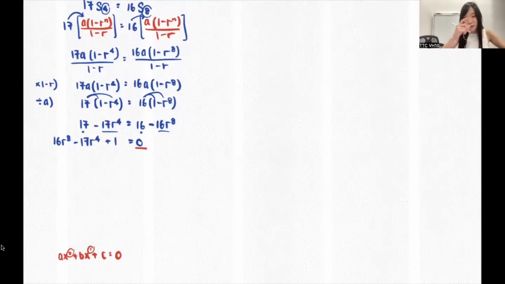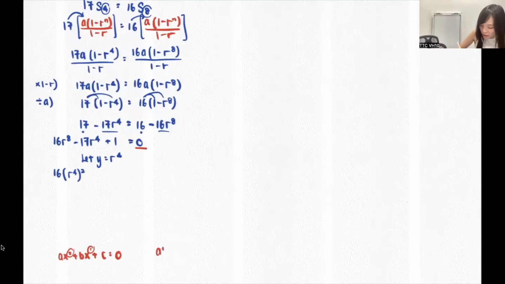So if it's not a square, what should you do? You should let y equal to R power 4. You should let y replace the middle one. Let me show you, it all makes sense. So you see, this R power 8, I can make it R power 4 squared. But how do I make it R power 4? You can put R power 4 squared.